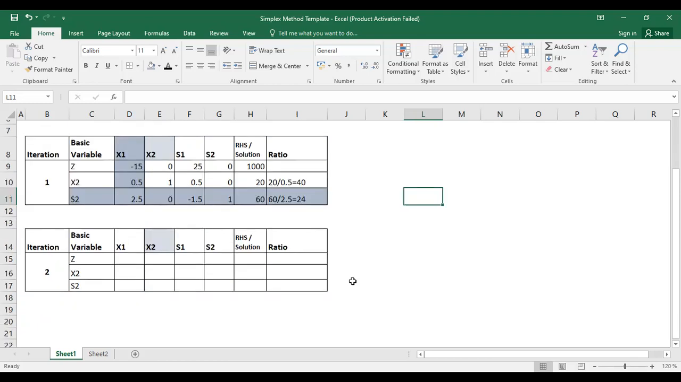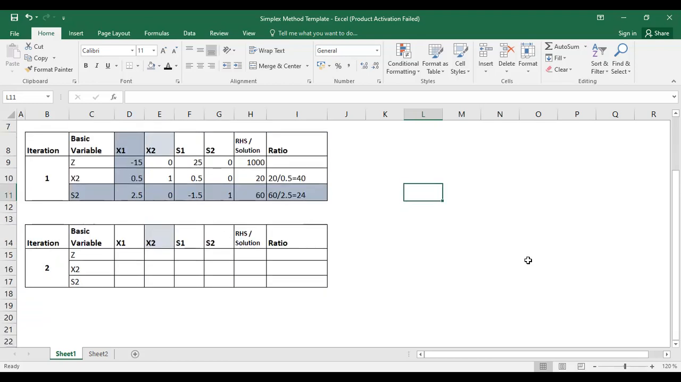Now that we found our new pivot row and the pivot column, what is our pivot element? That is 2.5. Okay.